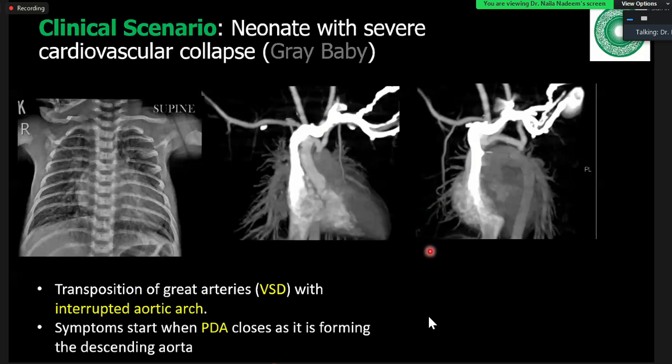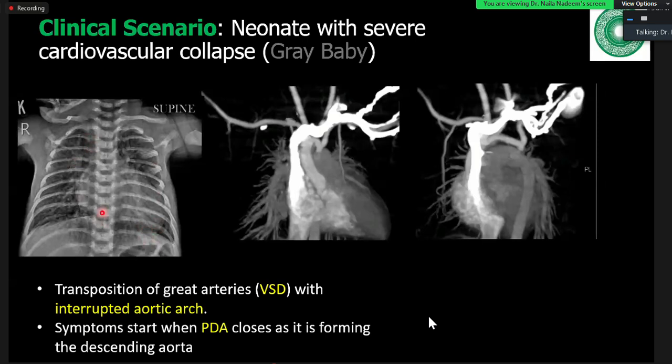Let's look at a clinical scenario now. Neonate with severe cardiovascular collapse. The baby was in cardiogenic shock, had a gray mottled appearance, and when the X-ray was done, you can look, the heart is enlarged again. It is decompensating.